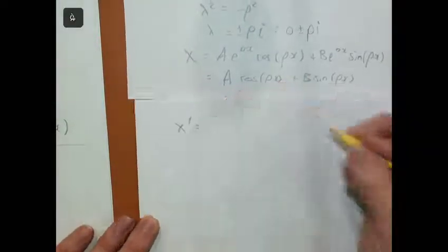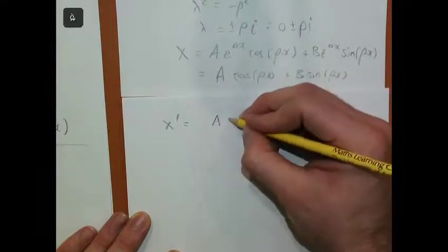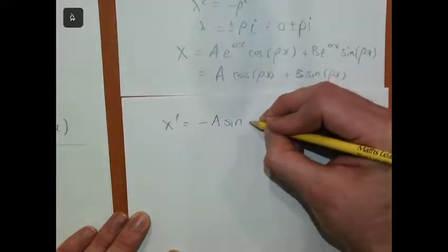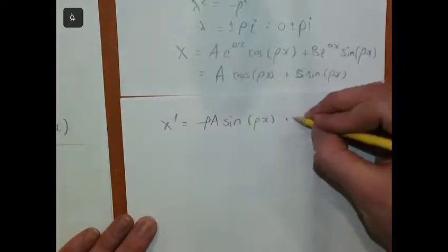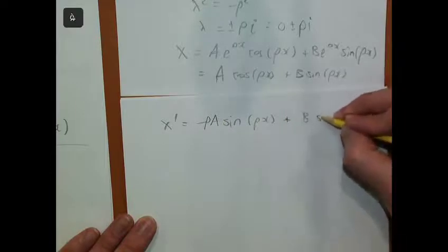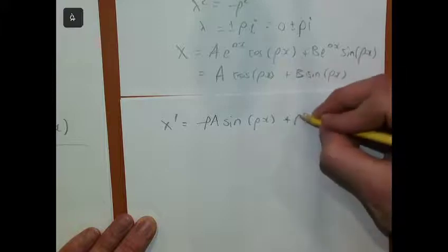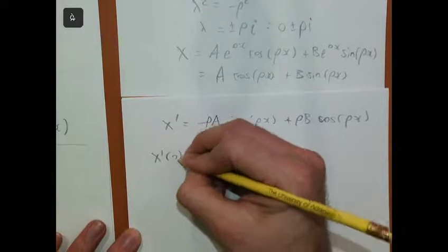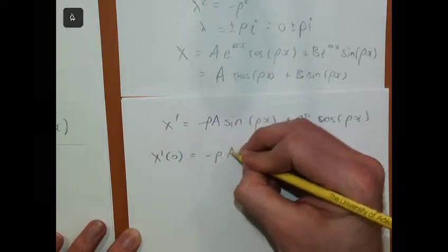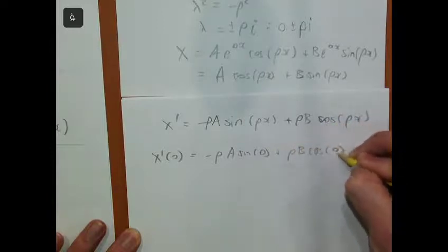Again, I'm going to use my initial conditions. x dashed, I'm going to need to figure out. The a is a constant, so it's still there. Cos becomes sine, only it's minus sine, and I'm going to have to times by that rho because I differentiated. The b is constant multiplied on, so it's still there. The sine becomes cos, and because of the chain rule, the rho comes out. Okay, and x dashed of 0 is minus rho a sine 0 plus rho b cos 0.